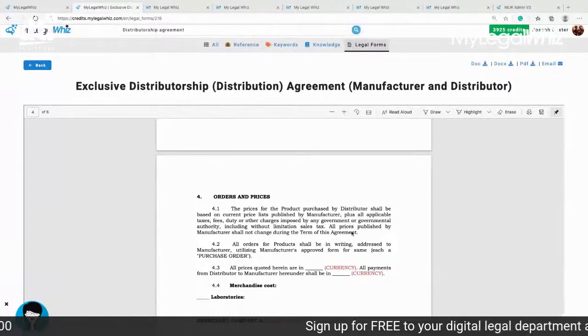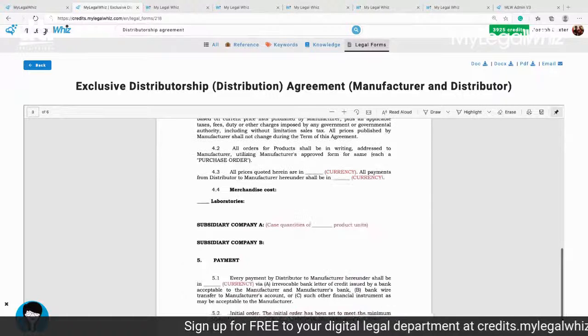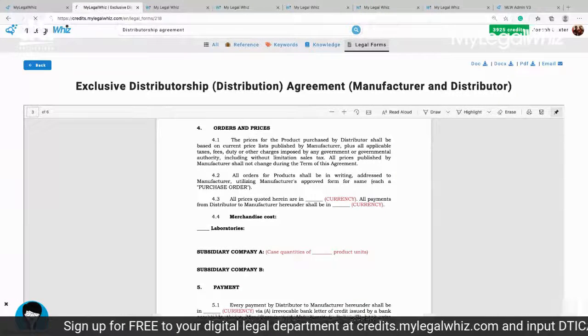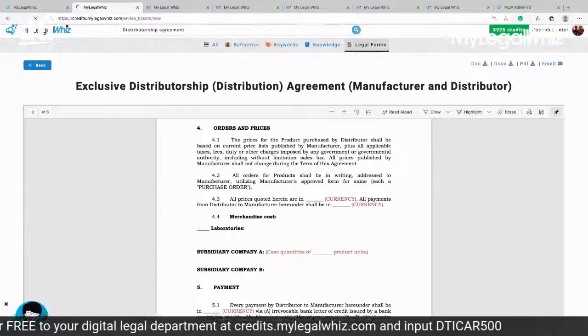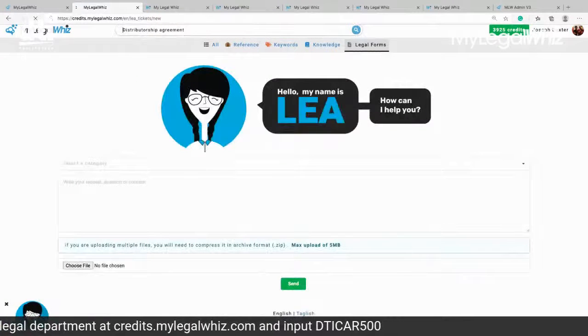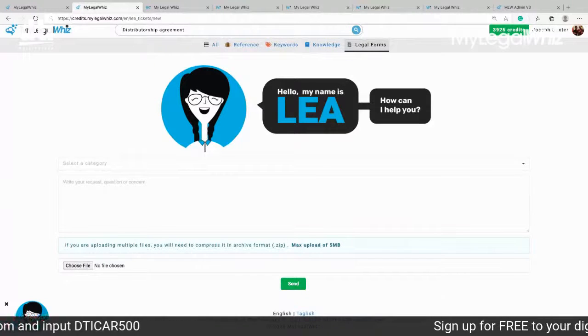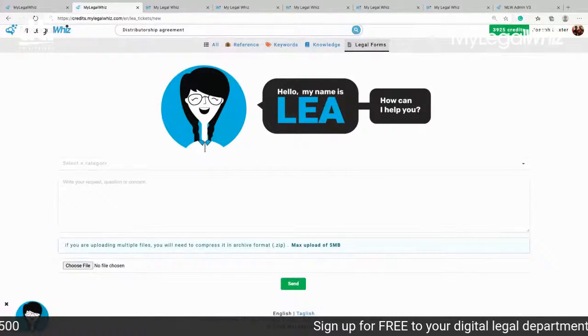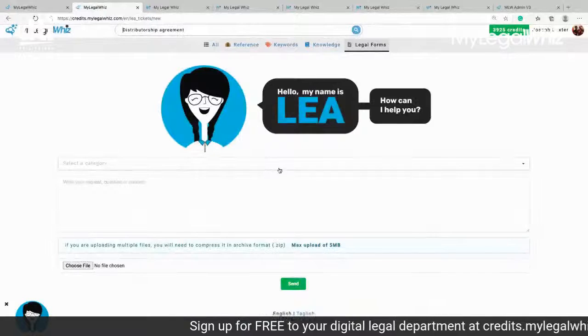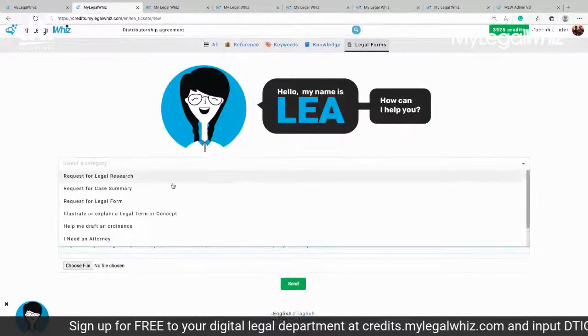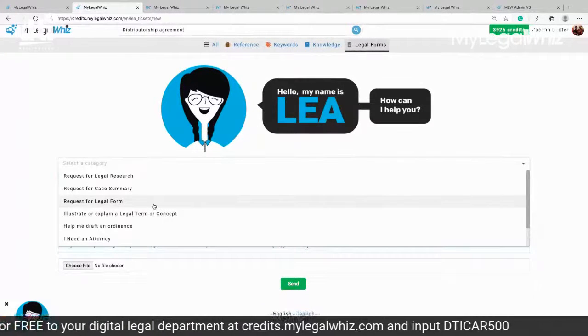And then, I want Leah to help me in drafting it. You just click Leah here. Although you can draft it by yourself. Madali lang po yan kasi i-download mo yung document, and then you can edit it and customize it. You just need to click this one and click legal form, request for a legal form.